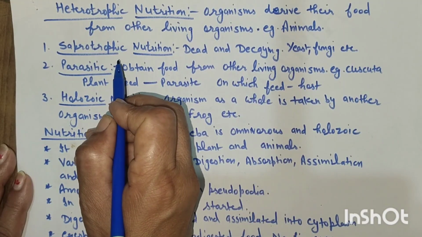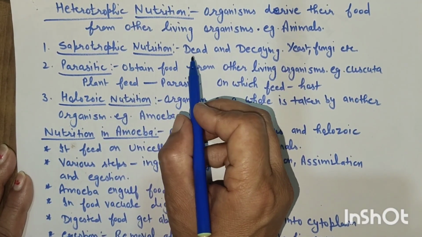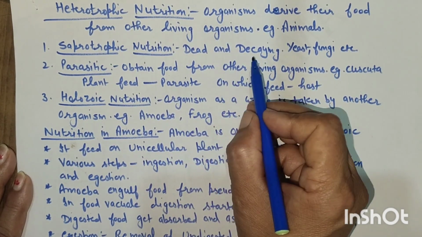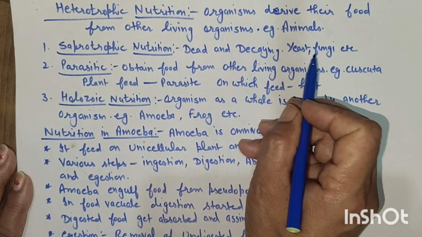First is saprotrophic nutrition. In this mode of nutrition, organisms take food from dead and decaying material, just like yeast, fungi, and mushroom.